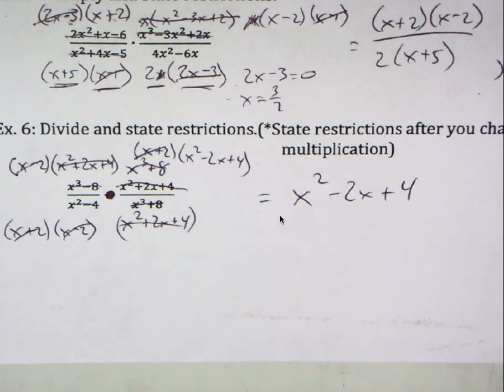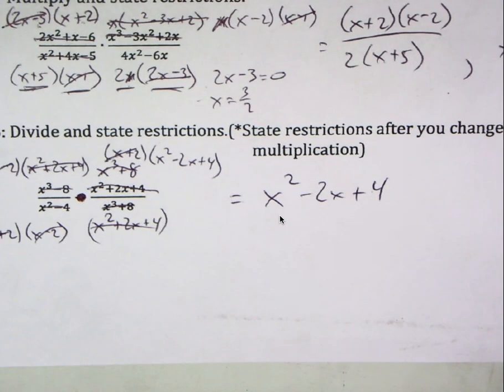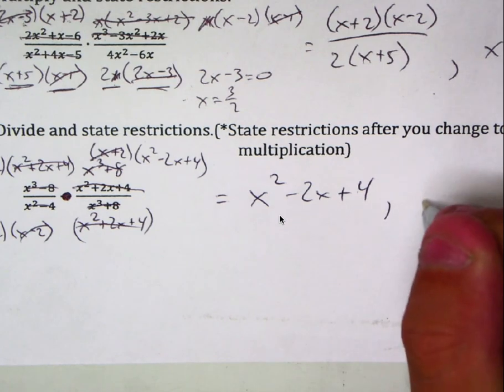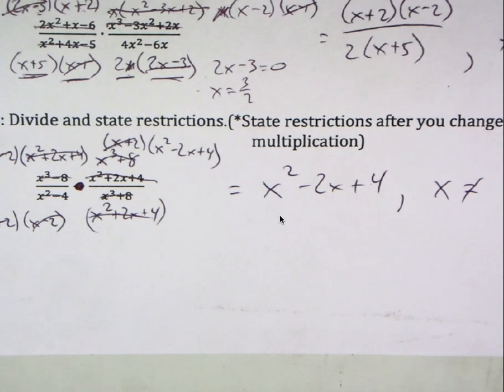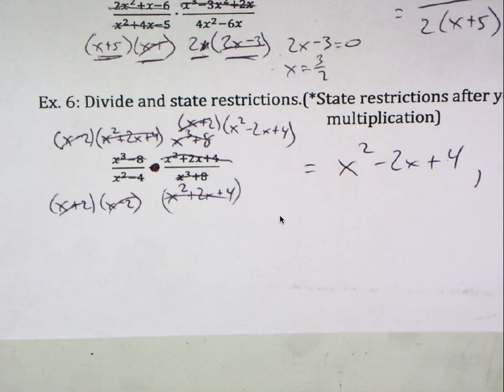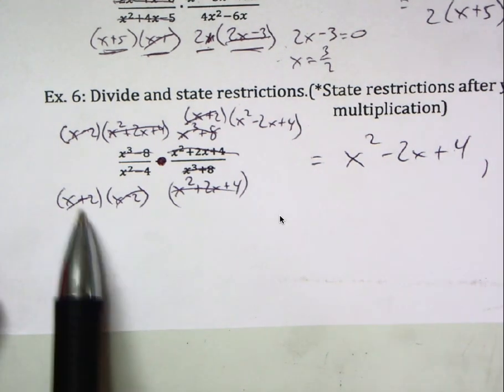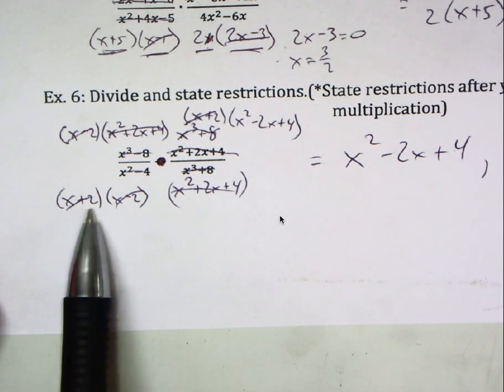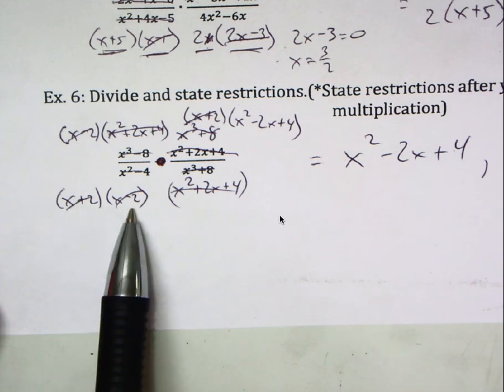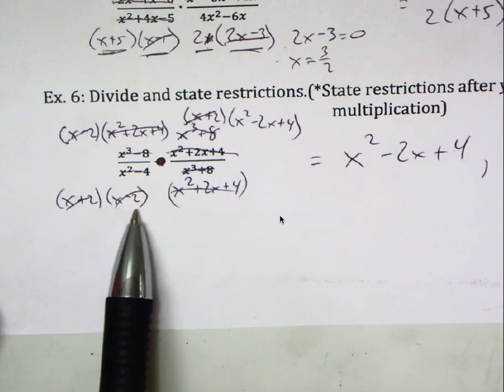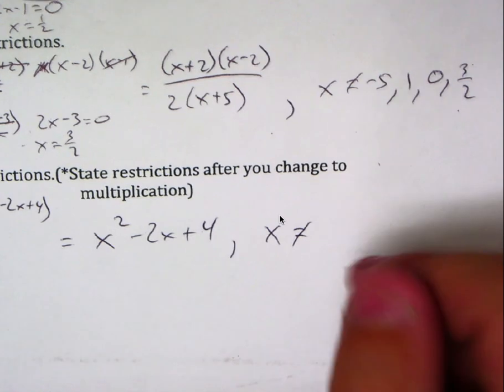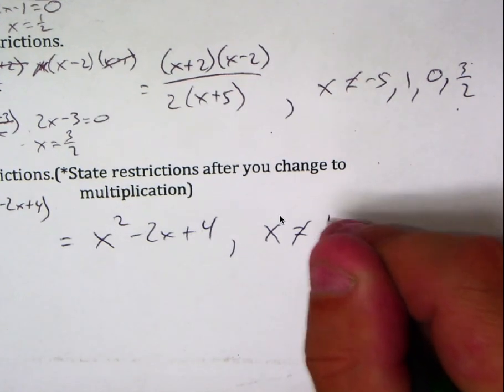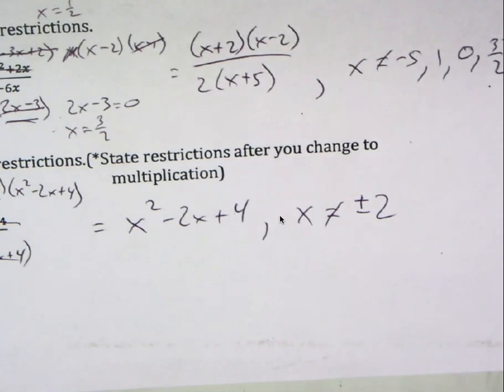State restrictions. All right, state restrictions, comma, but x cannot equal. Let's think about what's going to make our denominators 0. Negative 2 will make this 0. X can't be negative 2. Positive 2 makes this 0. X can't be positive 2. Negative 2 and positive 2, if you want to write that as plus or minus 2, that's fine.